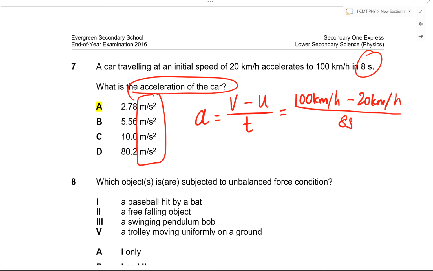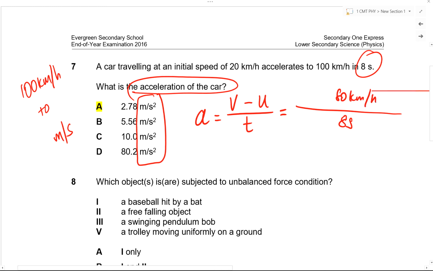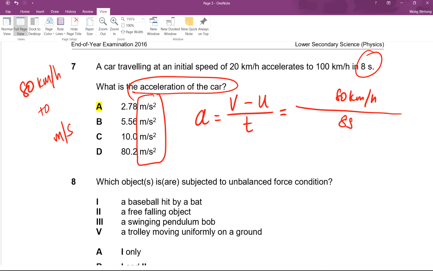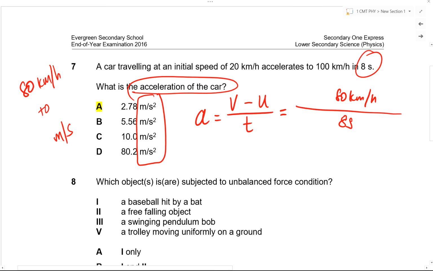So the denominator stays. Now, 100 kilometers per hour. When I convert 100 kilometers per hour to meters per second, are you able to do this? Sure, you can. So Tom is saying that we keep this as 100 kilometers per hour, then you subtract, and we get 80 kilometers per hour. So he just wants to convert it once, sure. 80 kilometers per hour to meters per second. Have you done the conversion? If you haven't, use this time now to convert. So answer A over here.